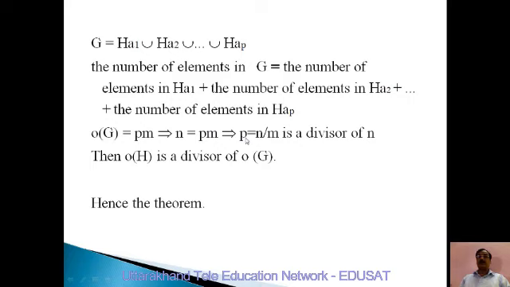Now we can write p is n over m, a divisor of n. So we have seen that p is a divisor of n. Then the order of H is a divisor of the order of G. This is the theorem. This is a very important theorem, so students can learn easily, one by one and stepwise, with the help of this result.